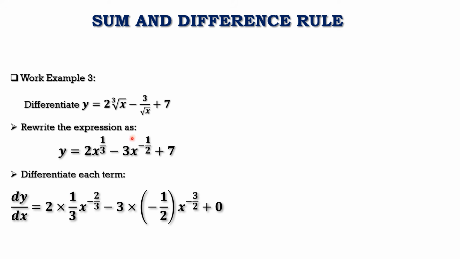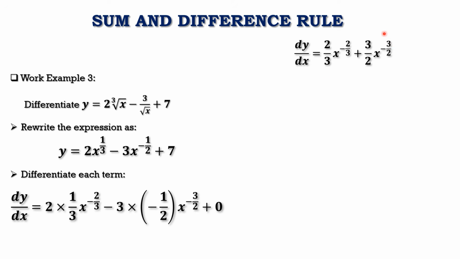Minus, maintain the constant, which is minus 3, differentiate the expression using the power rule, plus differentiate the constant, which is 0. When you do that, your dy dx will be equal to 2 divided by 3, x raised to the power minus 2 on 3, plus 3 over 2, x raised to the power minus 3 over 2.